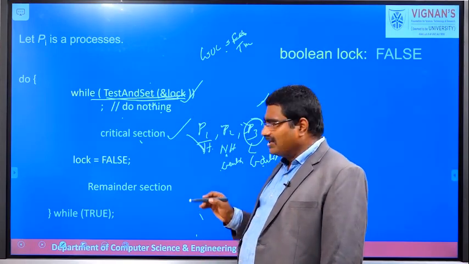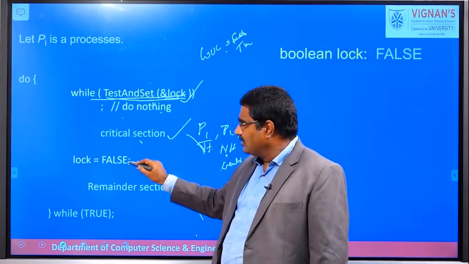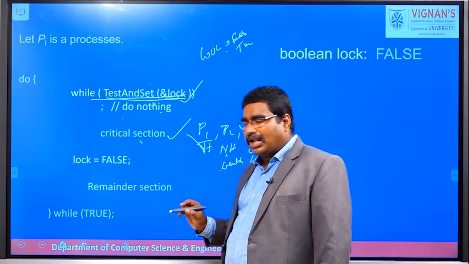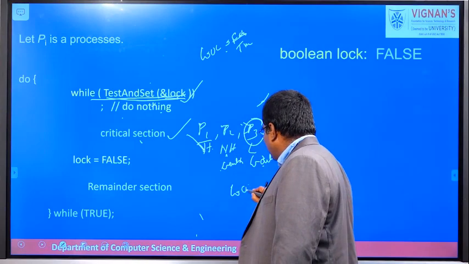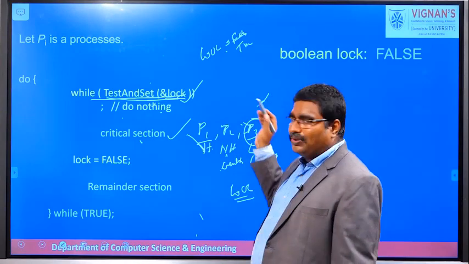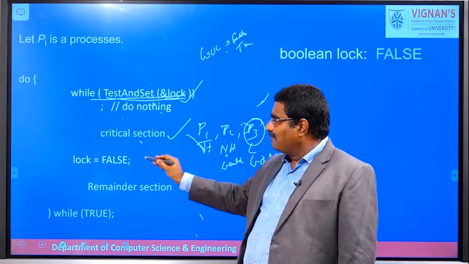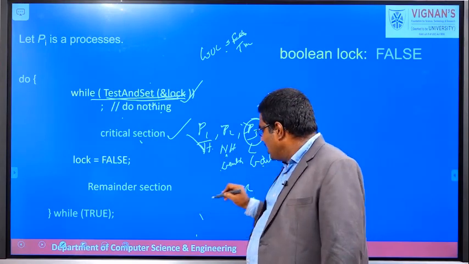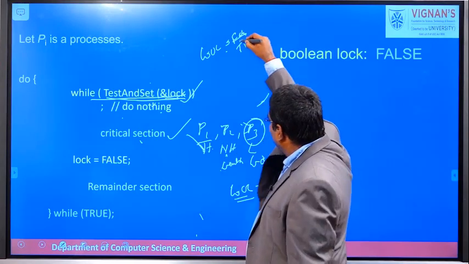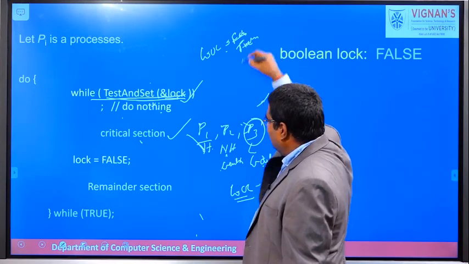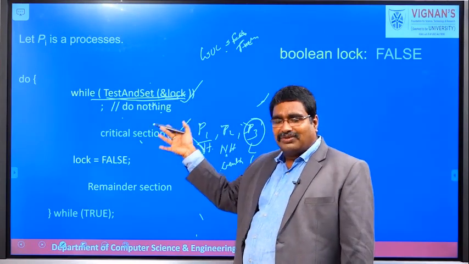Once P1 has completed the critical section execution, false is assigned to the lock variable. Lock is now a false value. So automatically, P2 and P3 are the waiting processes. Once the P1 process completes the critical section execution, lock is assigned false, so P2 or P3, one of them, is allowed.